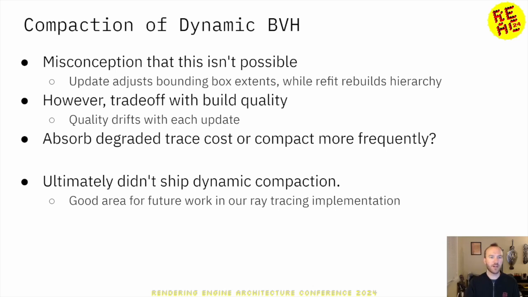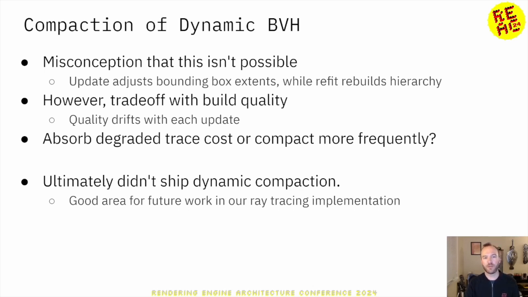Now there is a trade-off here with build quality. As vertices drift further and further from their original locations the BVH was built with, the quality of the BVH will degrade and tracing it will become less efficient. So the decision point becomes whether to accept the potential inefficiency of the trace in order to reap the benefits of compaction, or accept increased memory usage in order to have more efficient traces.